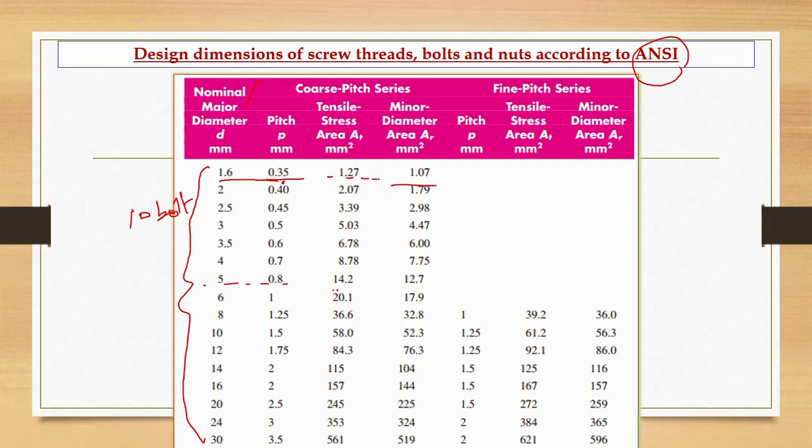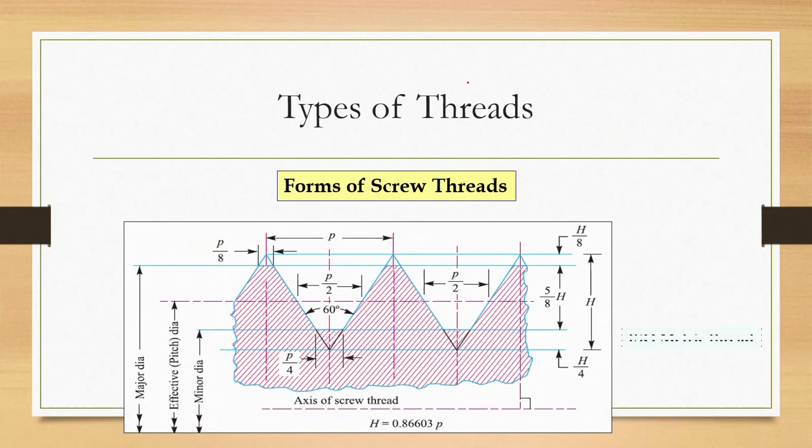So if you have any nominal diameter available, you can find the pitch, the tensile strength area, and the minor diameter. There are also two series, the coarse pitch series and the fine pitch series, which are generally used for different applications. Like in electrical assemblies, we use the fine pitch series, which means the number of threads per unit length is larger. And the coarse pitch series we use in car assemblies or the like. Both have their own significance.